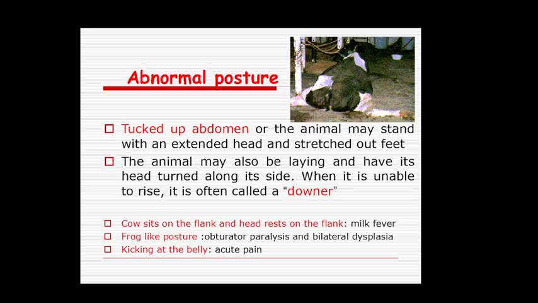Then abnormal posture: a tucked up abdomen, or the animal may stand with an extended head and stretched out feet. The animal may also be lying with its head turned along its side. When it is unable to rise, it is often called a downer. If the cow sits on the flank and rests its head on the flank, it might be suspected of milk fever. If it has a frog-like posture, that means obturator muscle paralysis and bilateral hip dysplasia. Kicking at the belly indicates acute pain.